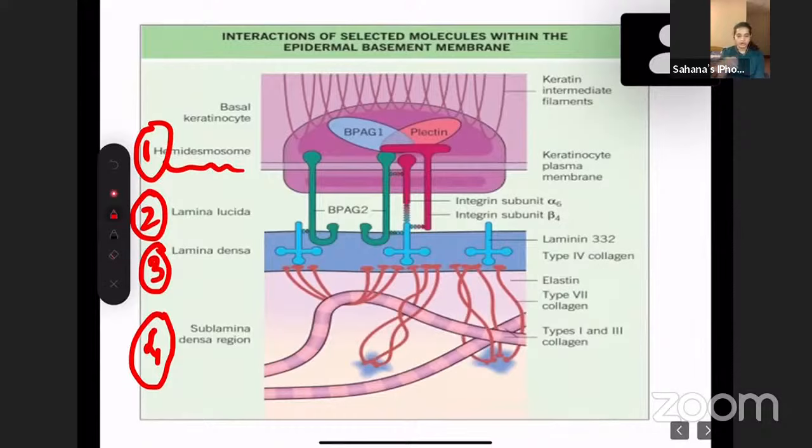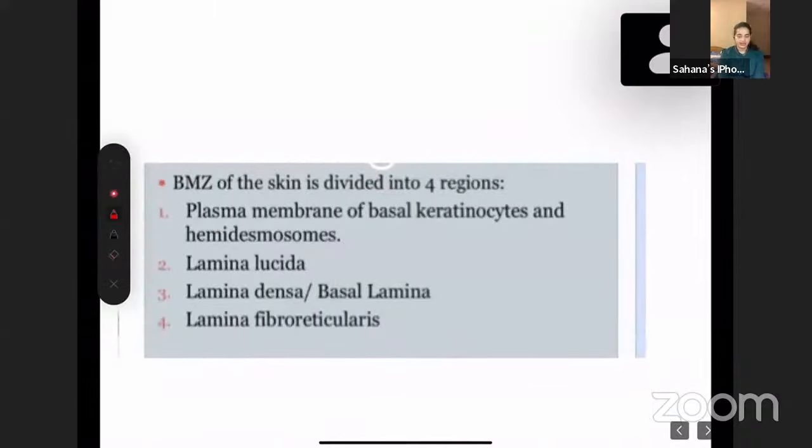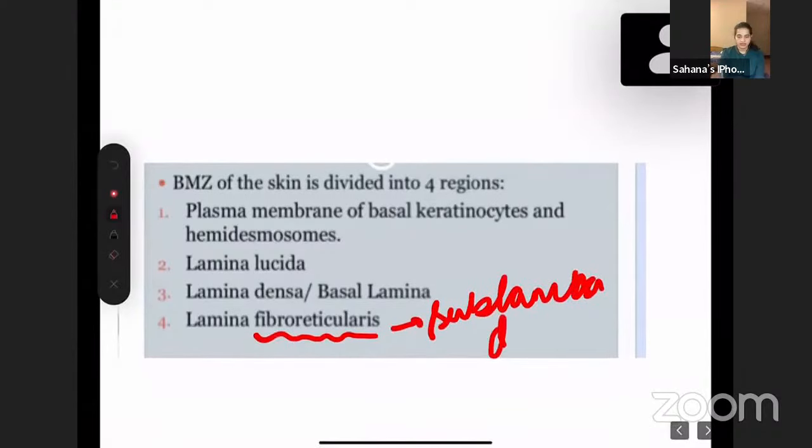You can see a lot of structures and a lot of letters over here. I'll tell you about the Hemidesmosome in detail. These are the 4 regions of the basement membrane zone at the dermoepidermal junction: the Hemidesmosome, the Lamina Lucida, Lamina Densa, and the Sublamina Densa. The other term for the Sublamina Densa is Lamina fibroreticularis.